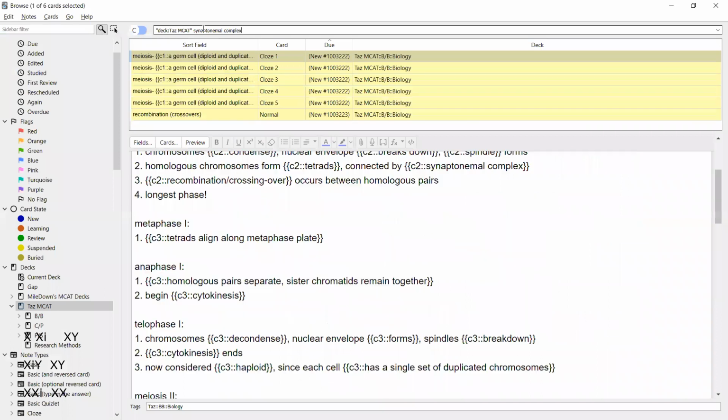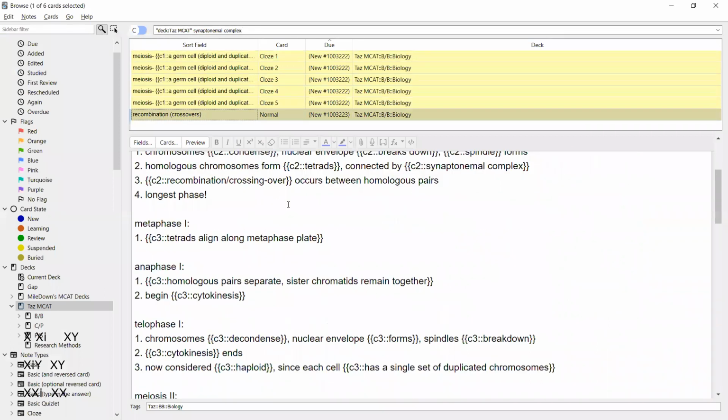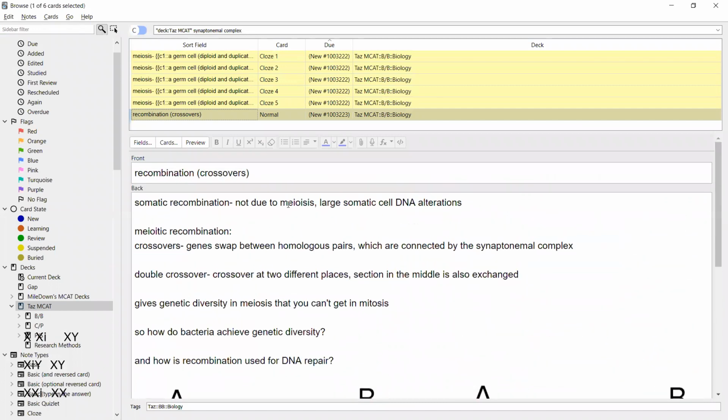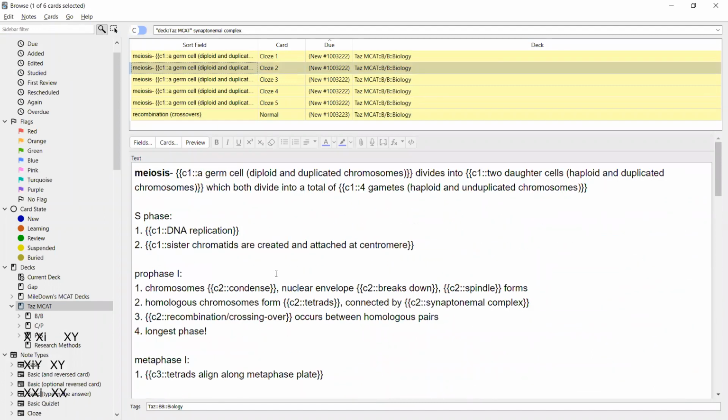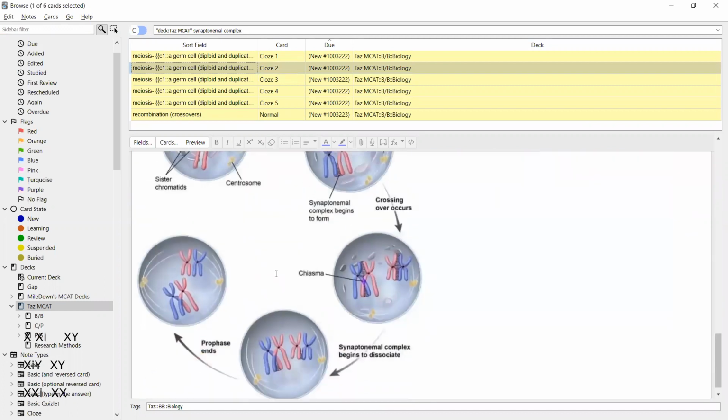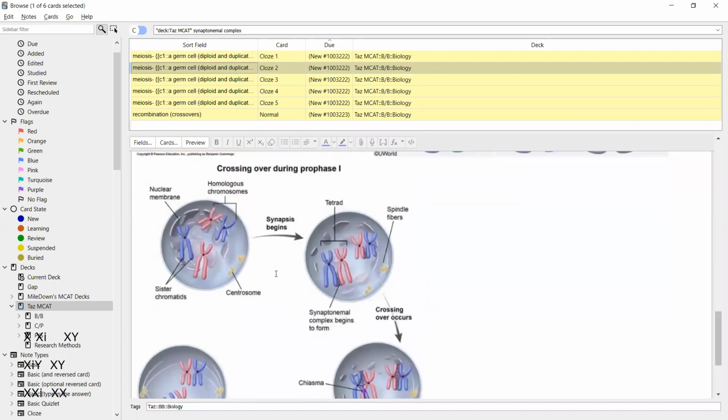Synaptonemal complex. Yes, here we go. Okay, now we're here. So now we can talk about this. Once we get to, oh yeah, right here, crossing over during prophase 1.